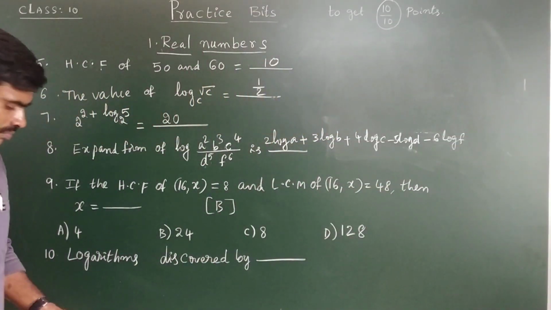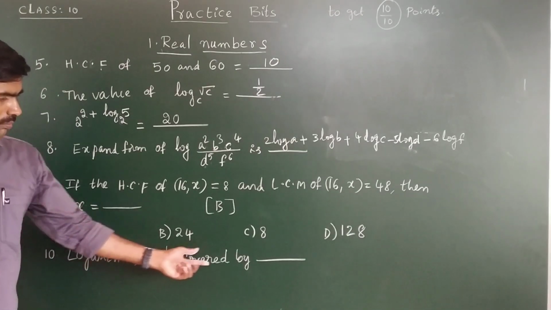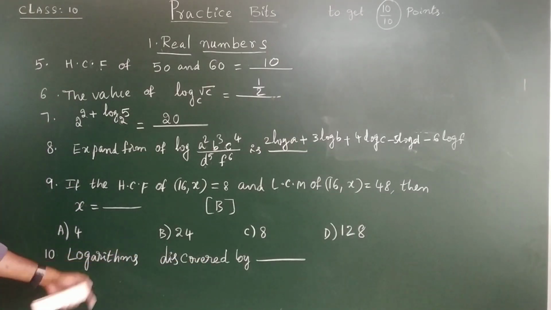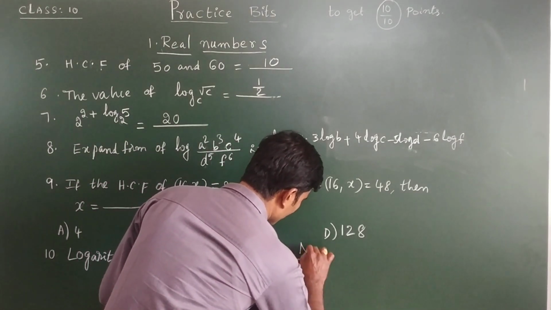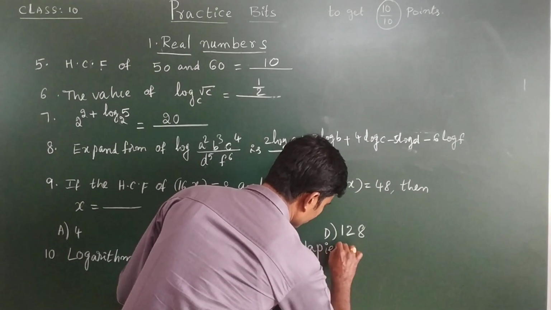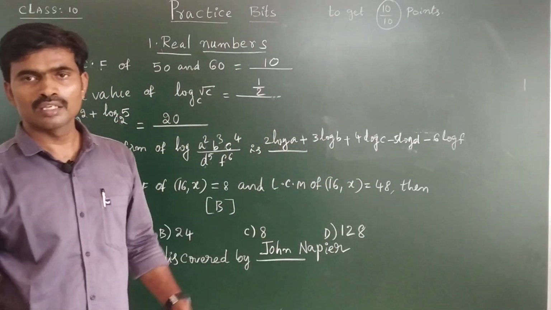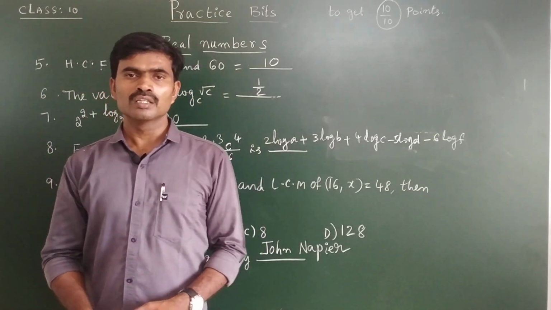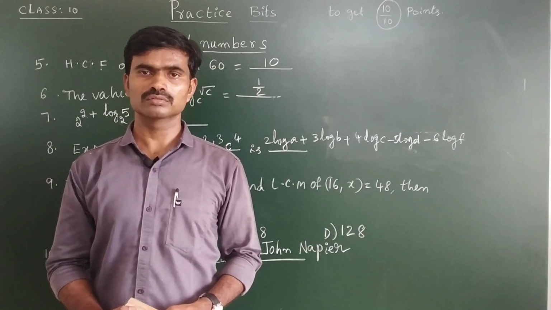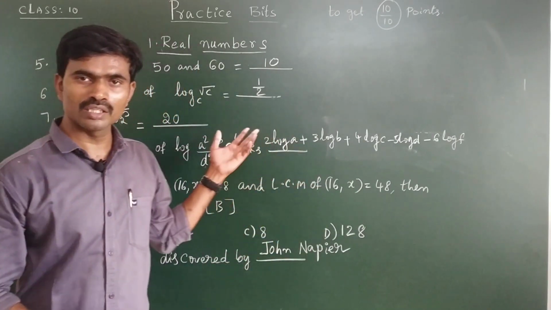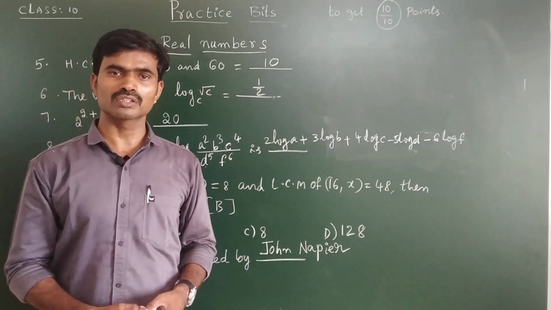And in this whole chapter, logarithms were discovered by the mathematician John Napier. These are some of the important bits of chapter 1. Next, go to the second chapter, that is sets. Let us discuss some important bits on sets.